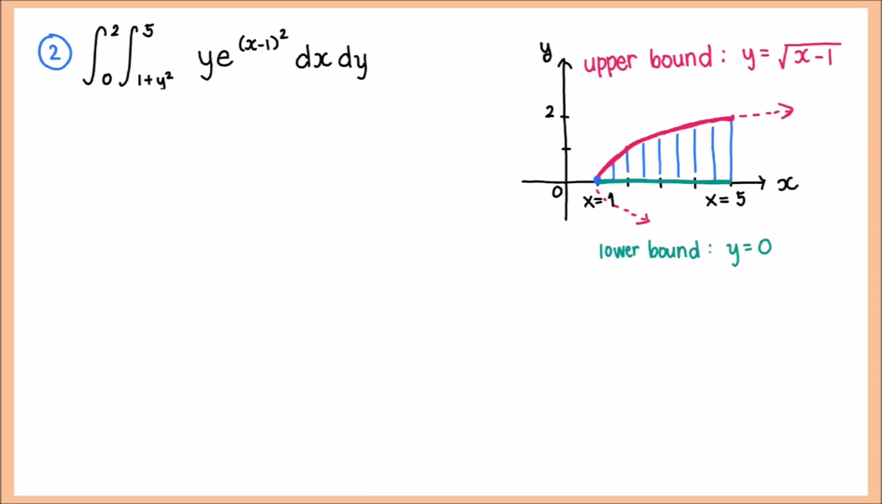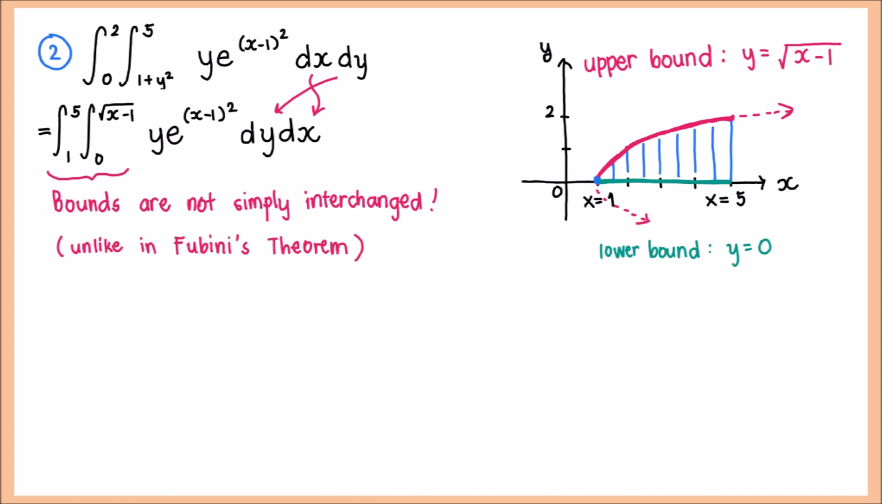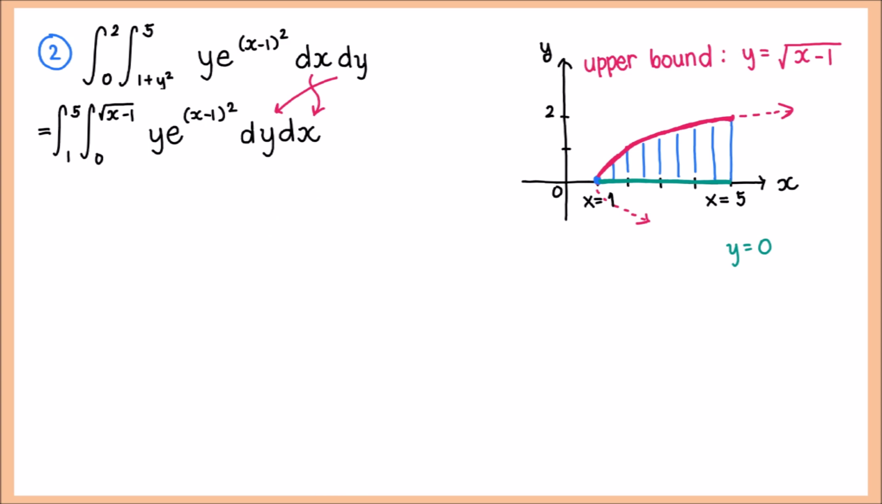So when we rewrite the double integral, the order will now be dy dx. The upper bound for y is square root of x minus 1, lower bound is 0, and the bound for x is 1 to 5. Before we continue, just a side note that the bounds are not simply interchanged. So interchanging the order of integration in type 1 regions is not as simple compared with rectangular regions, where we can use the Fubini's theorem. Going back, we now integrate y. The integral of y is y squared over 2. And when we evaluate it from 0 to square root of x minus 1, we obtain x minus 1 over 2.